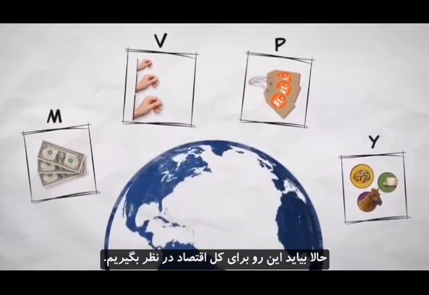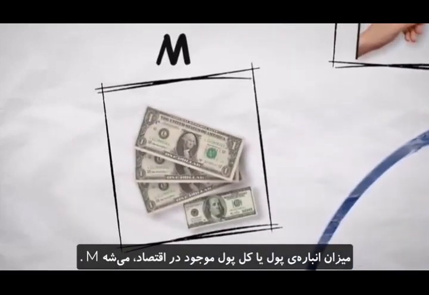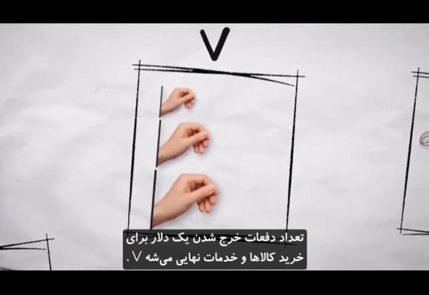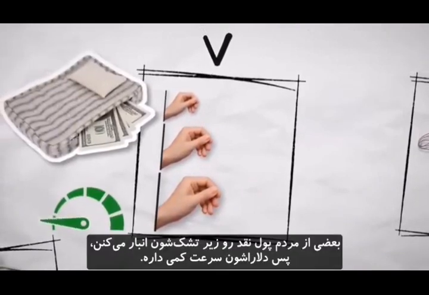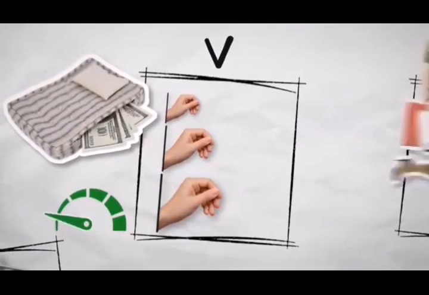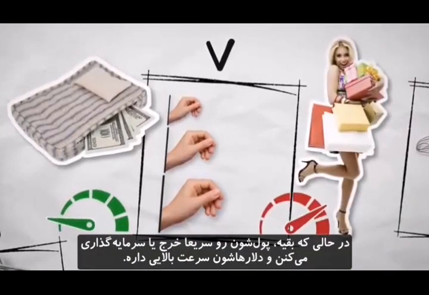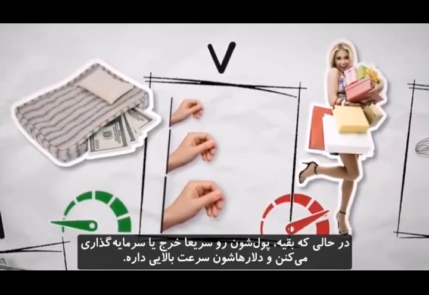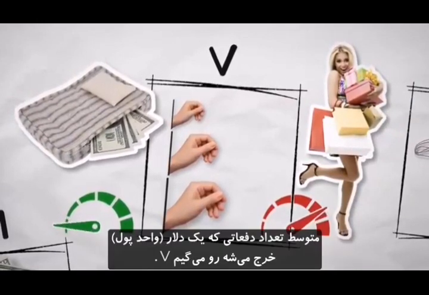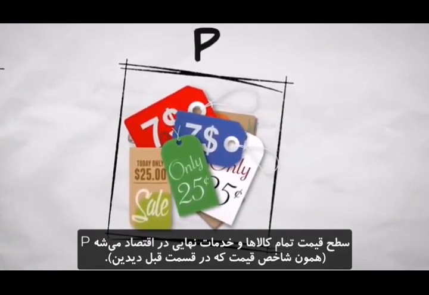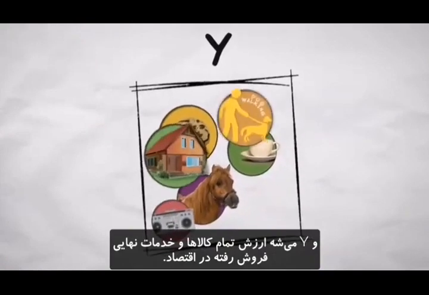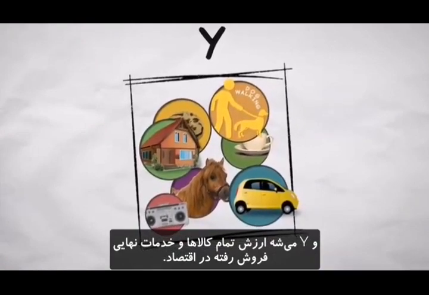Now, let's think about this for an economy as a whole. M would be the money supply, all the money in the economy. V would be how many times a dollar is spent purchasing finished goods and services. Some people hoard cash under their mattress, so their dollars have a low velocity, while others spend or invest their money quickly, and their dollars have a high velocity. V is the number of times the average dollar is spent. P would be the price level of all finished goods and services in an economy, and Y would be all the finished goods and services sold in an economy.